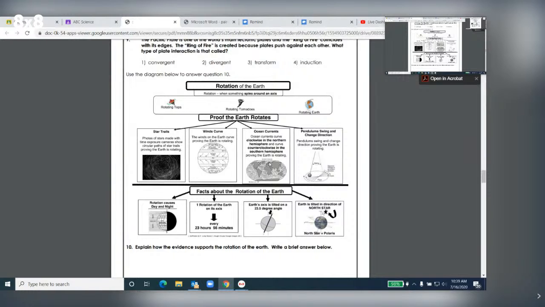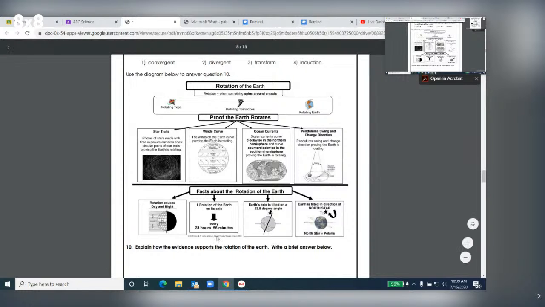Those would probably be two good examples to show the Earth is rotating, because the winds are curving and the currents also are going in directions similar to the way the Earth is rotating. Okay. And this is facts about rotation of the Earth.